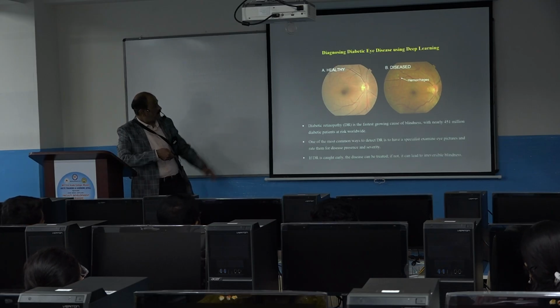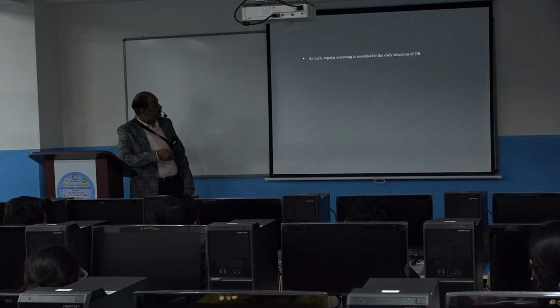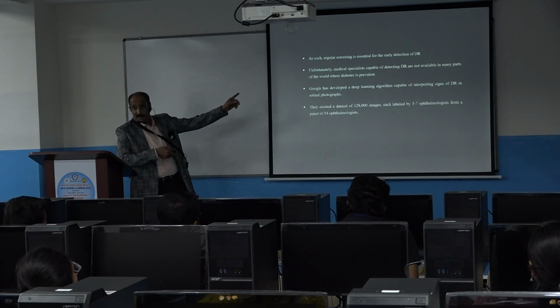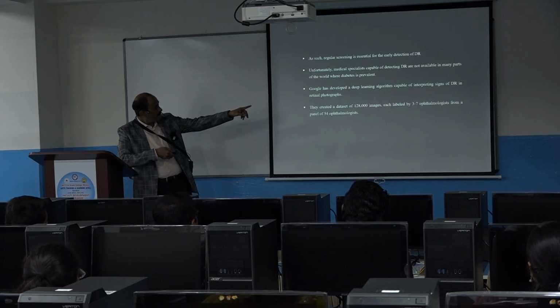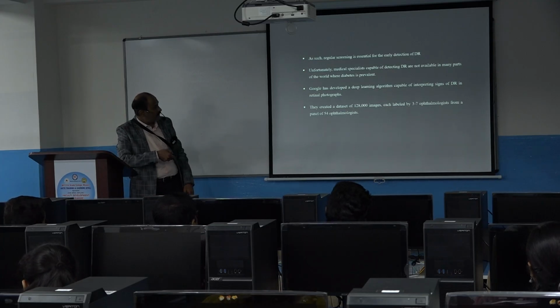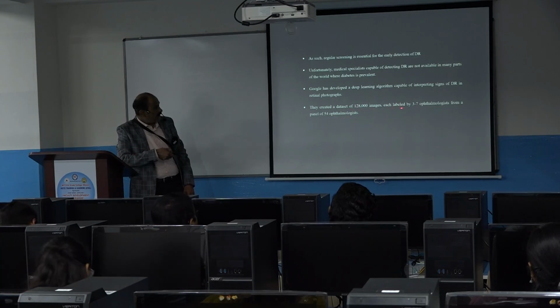So here the experts have explored the possibility of a deep learning model for analyzing this, and Google has developed a deep learning algorithm capable of interpreting signs of diabetic retinopathy in retinal photographs. They created a data set of 128,000 images, each labeled by 37 ophthalmologists from a panel of 54 ophthalmologists.